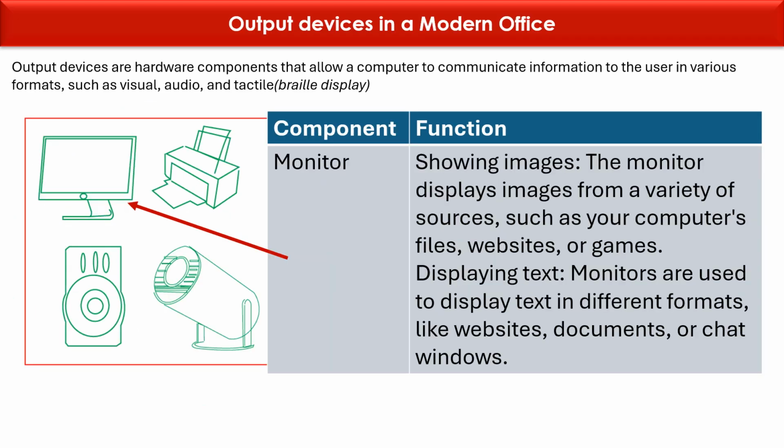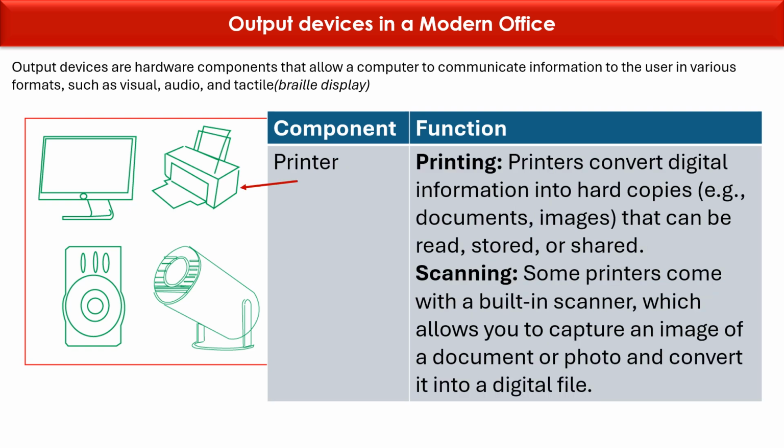And then we have the output devices. In a modern office, we have the monitor, which you use to show images and display text. And then we also have the printer, which you use for printing, and also for scanning. So that's what the printer is all about. This one acts as an output device.